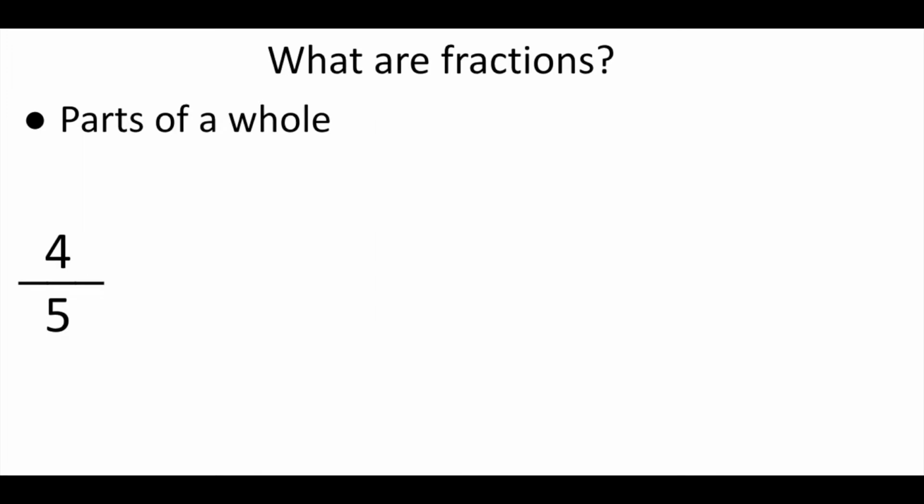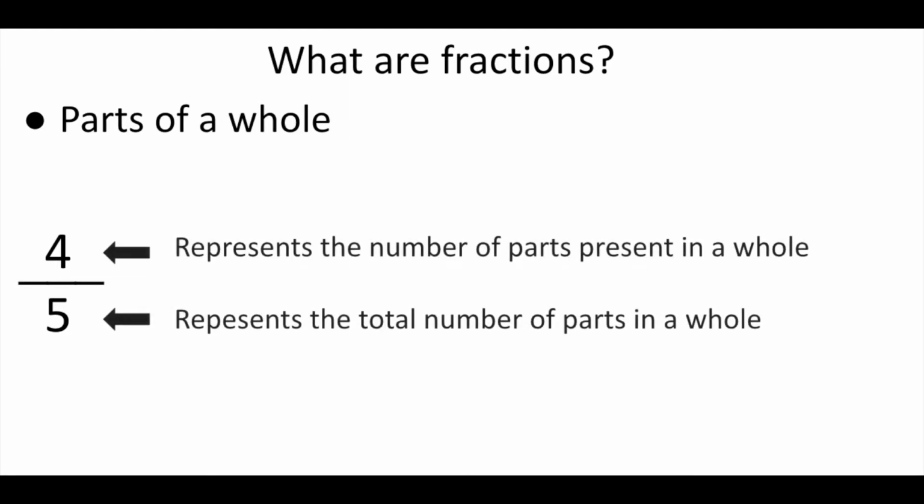Let's take a look at the example 4 over 5. 4 over 5 is a fraction that can also be read as 4/5. The 4 above the bar represents the number of parts present in a whole. The 5 below the bar represents the total number of parts in a whole. The 5 represents the total number of parts there are in the whole, and the 4 represents the number of parts present in the whole 5 parts.